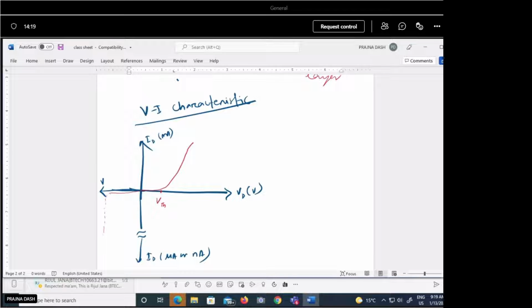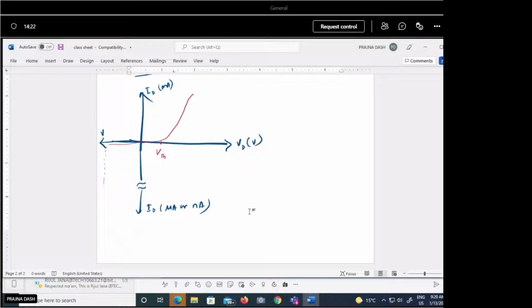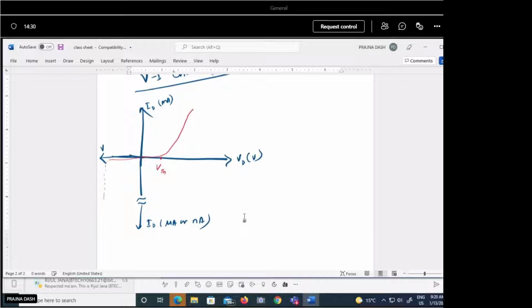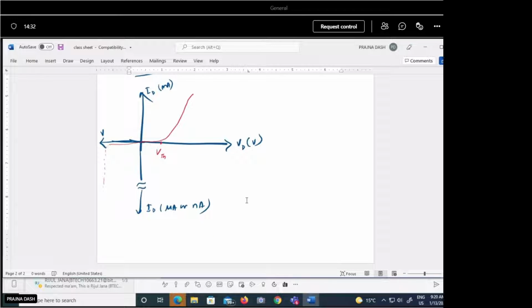Here one more thing we want to discuss, that is the AC and DC resistance, or diode resistance. So what is this diode resistance, we will discuss.